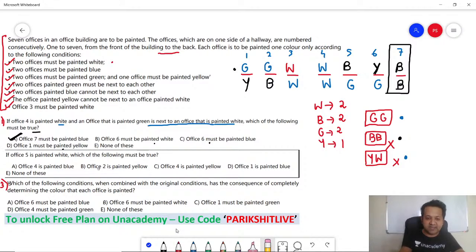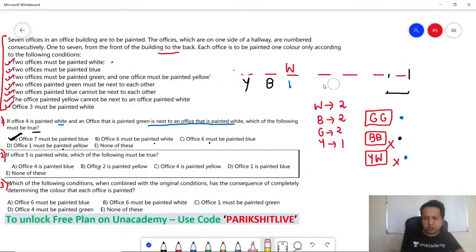This is from a previous year CET paper. Let's look at question number 2. Whatever data I took from the previous question, I'm going to rub it off, because you cannot carry over data from one question to the next. So this is what is given: office 3 must be painted white. Let's start: 1, 2, 3, 4, 5, 6, 7.